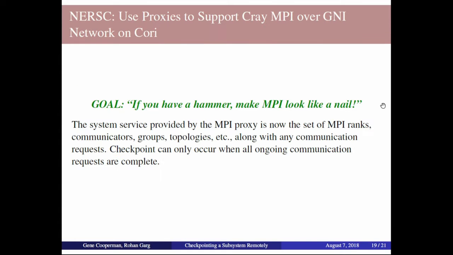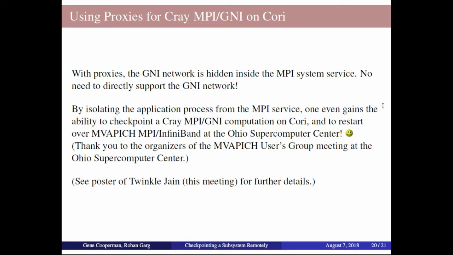Okay, so moving back to what we're discussing. With proxies now, the GNI network is completely hidden. It's just part of the system service being provided to us by MPI. So that we don't need to support GNI. We don't even see it. We know nothing about GNI. We're isolating the application completely from the rest of the MPI service.